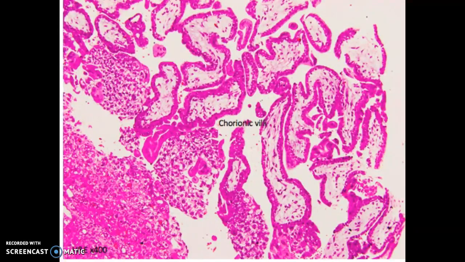And another higher power showing chorionic villi. This chorionic villi is lined by syncytial trophoblast at the outer layer and cytotrophoblast at the inner layer. And these are the intermediate trophoblasts.